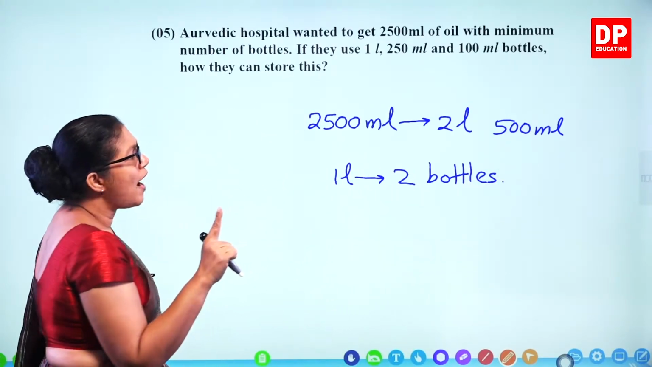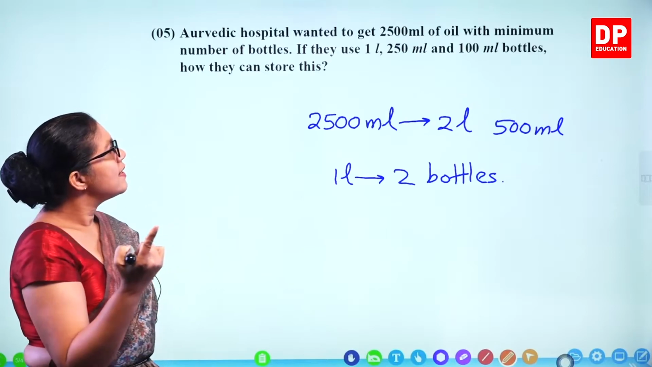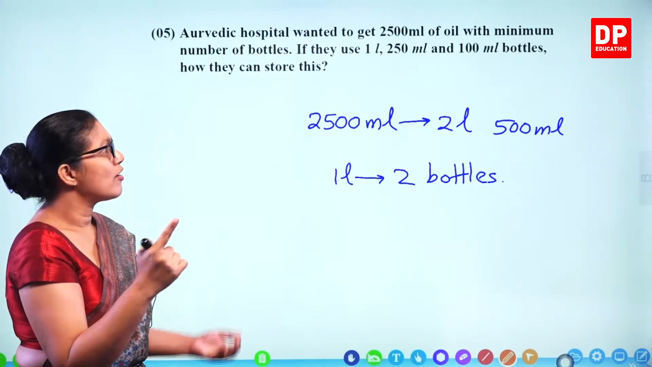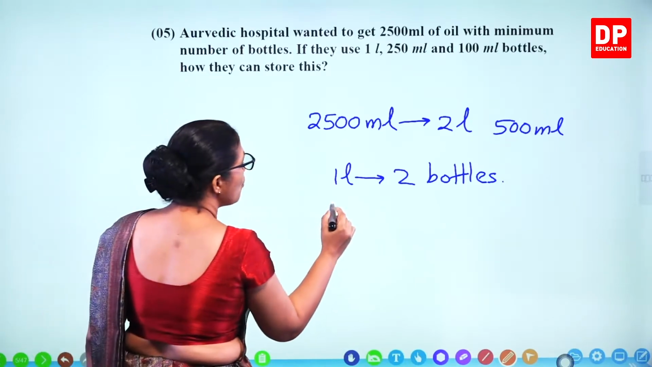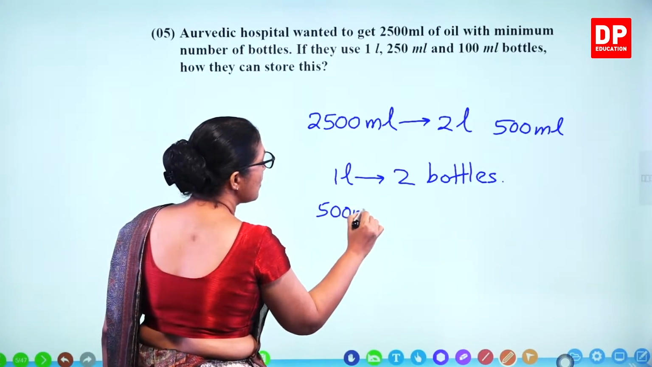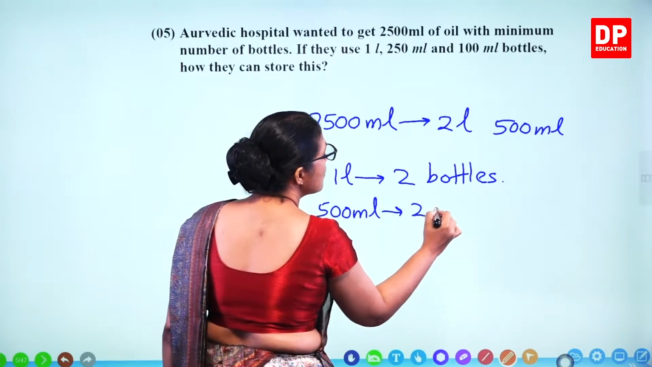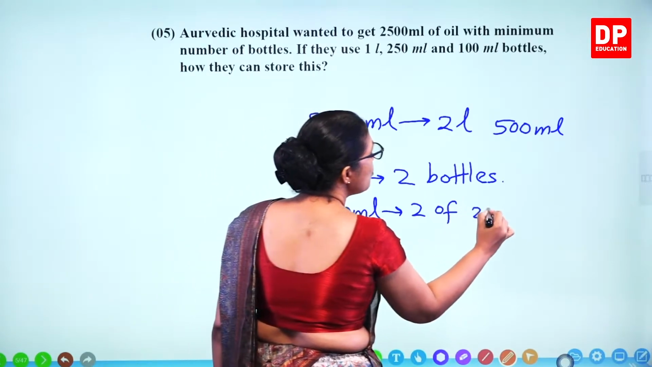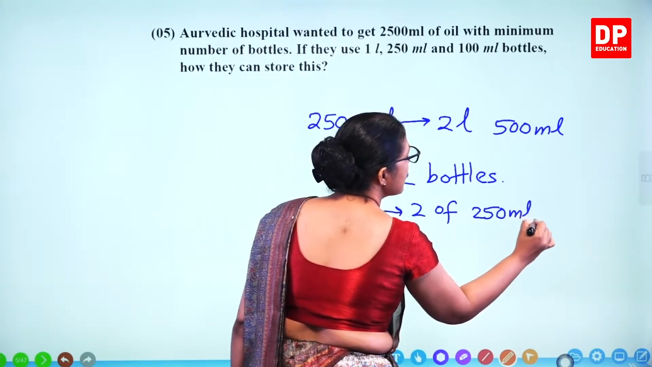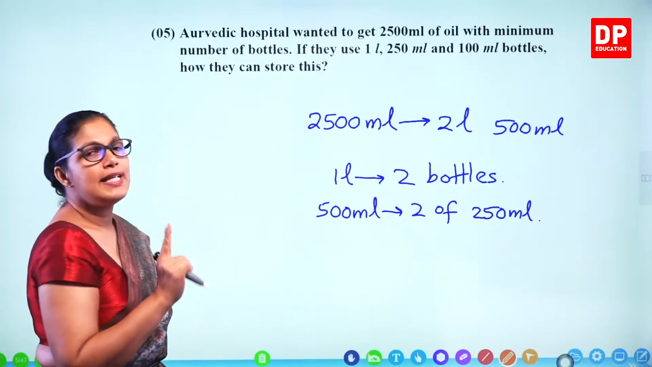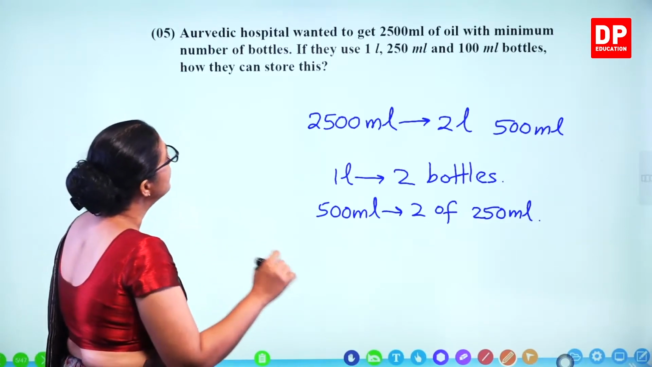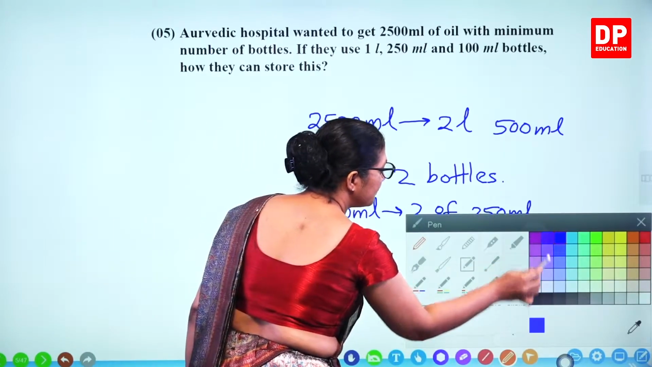How do you get 500? What's the easiest way? Not 100 times 5, but 250 times 2. So for 500 milliliters, you can take 2 bottles of 250 milliliters. Then you can make 2500 milliliters of oil. So 2 marks for that.